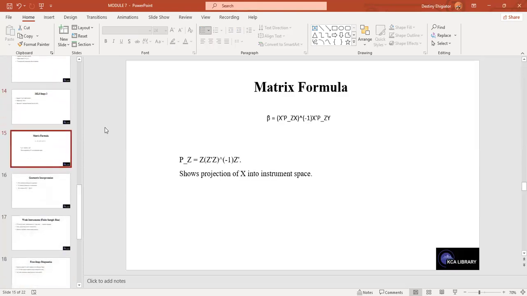Now let's look at the matrix formula. This is the equation. This is the very equation here. This shows the projection of X into instrument space.